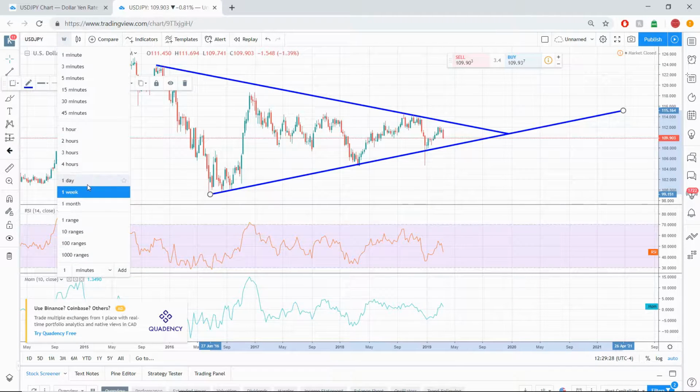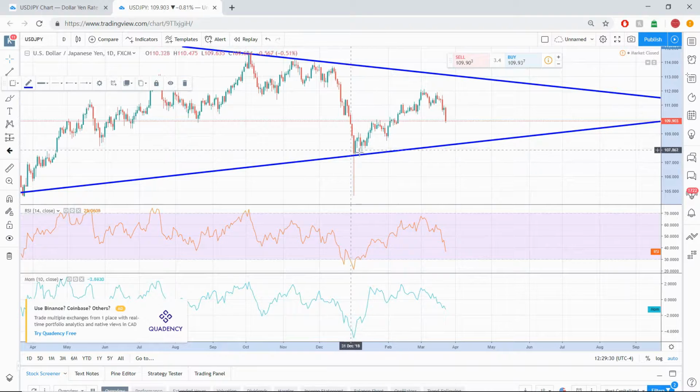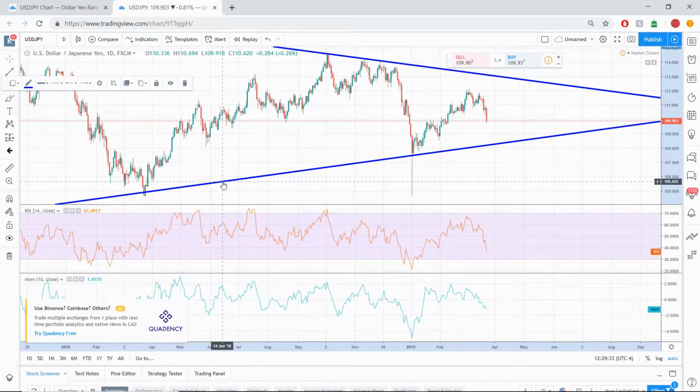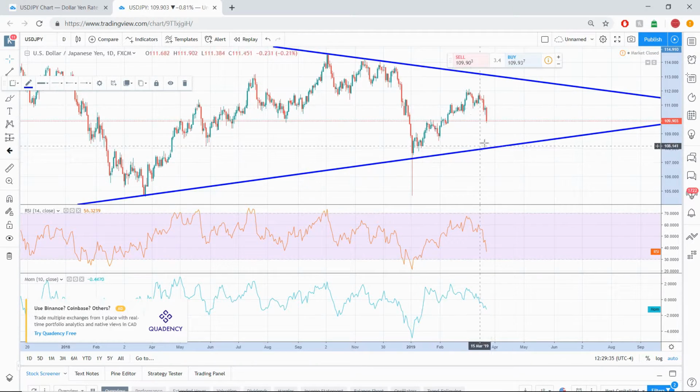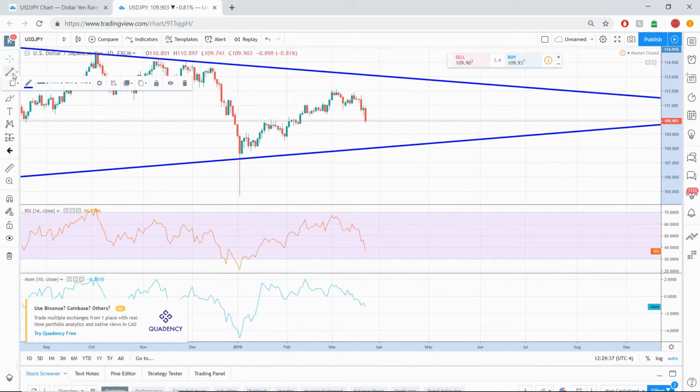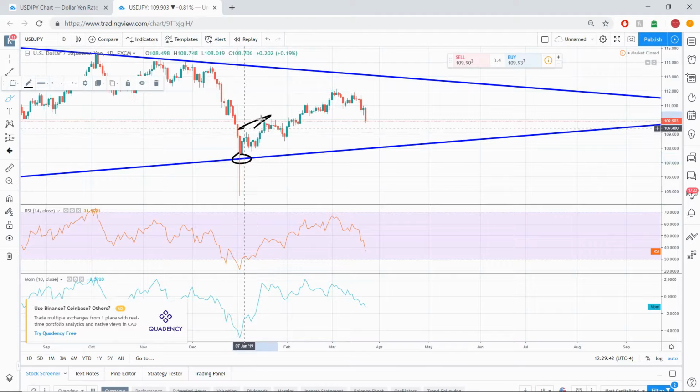Now going on to the daily. Yeah, so you see it touched the bottom of the symmetrical chart pattern here. I'm just going to move this chart down a little bit. And then prices started to move up. Touched here, started to move up now.